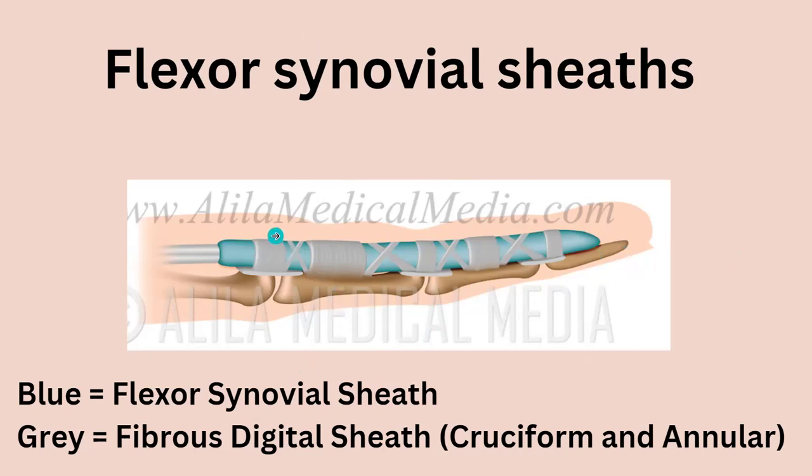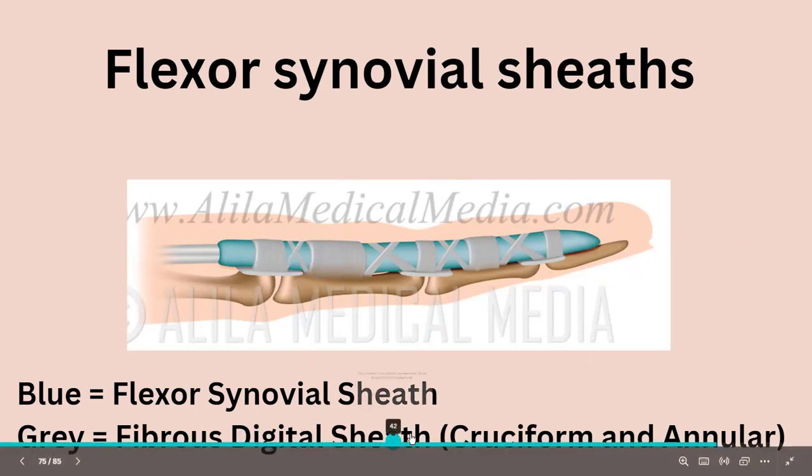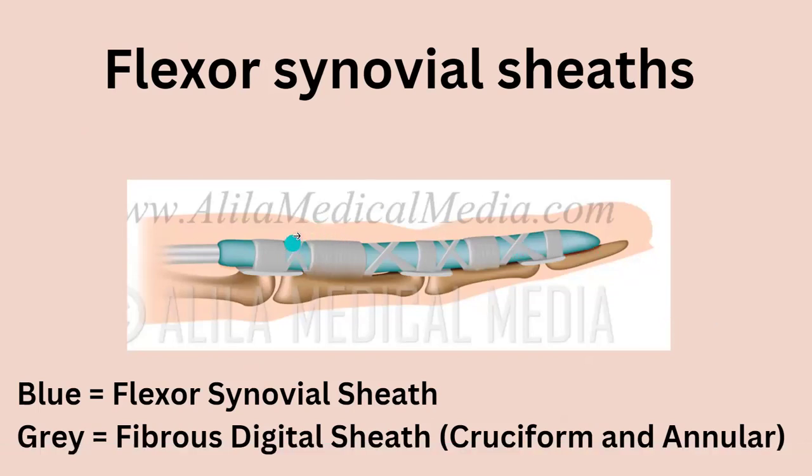Now we need something that attaches the actual sheath and the tendon to the bone, which are called fibrous digital sheaths. So fibrous bands, digital on your finger, digital meaning finger, and sheath like a covering. We have two different types of fibrous digital sheaths: the cruciform and the annular sheaths. The cruciform, from its name, like a crucifix, is X shaped, and the annular just means around. So it's the sheath that goes completely around the sheath.